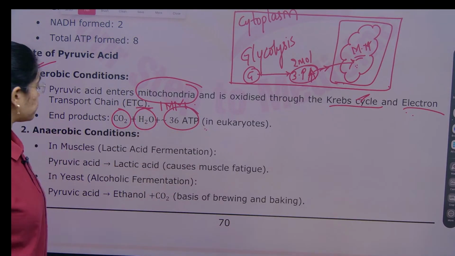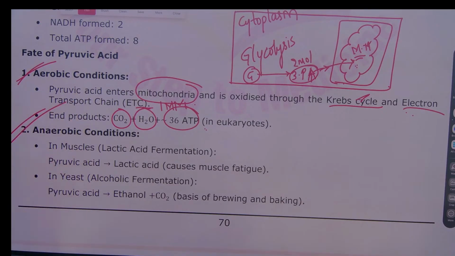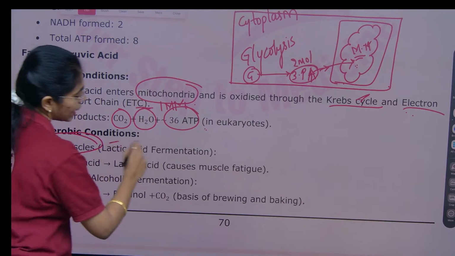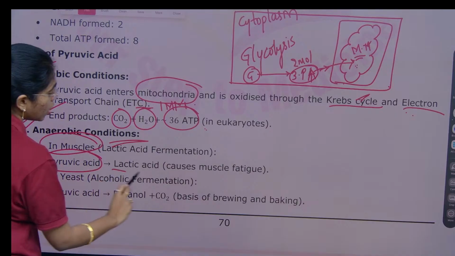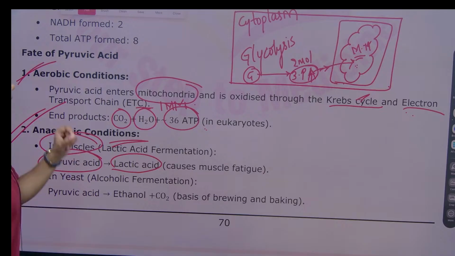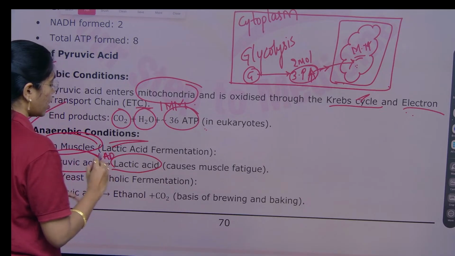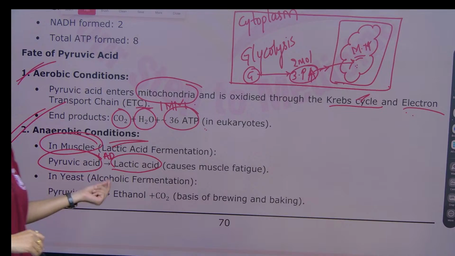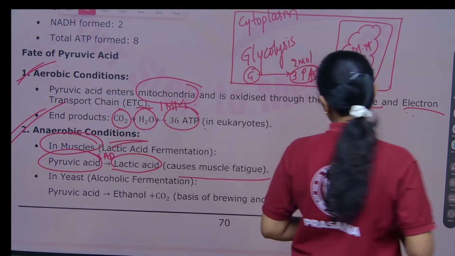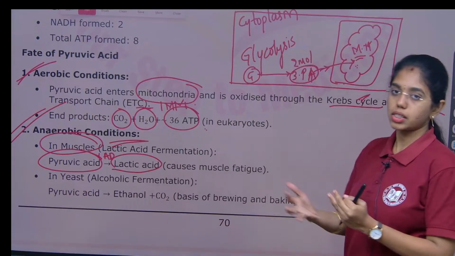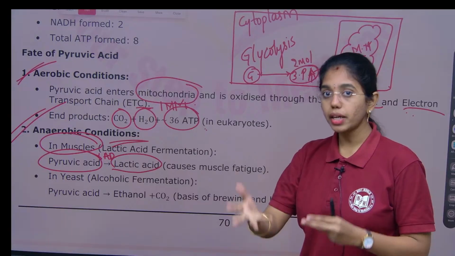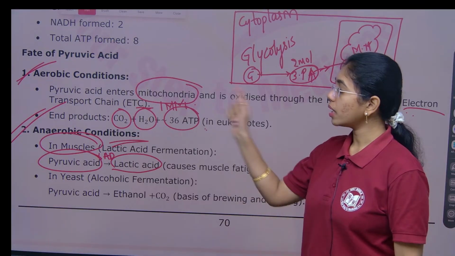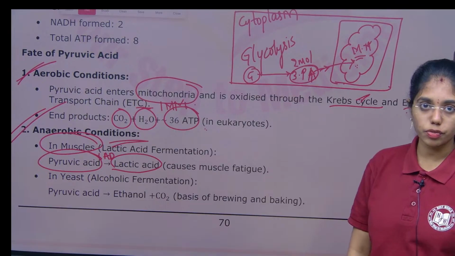Next, in anaerobic condition, in muscles, lactic acid fermentation will take place, wherein pyruvic acid is turned into lactic acid by the enzyme lactic acid dehydrogenase. This causes muscle fatigue during vigorous exercise, and we get muscle cramps. That is because of the instant ATP release through anaerobic respiration, that is, lactic acid fermentation.